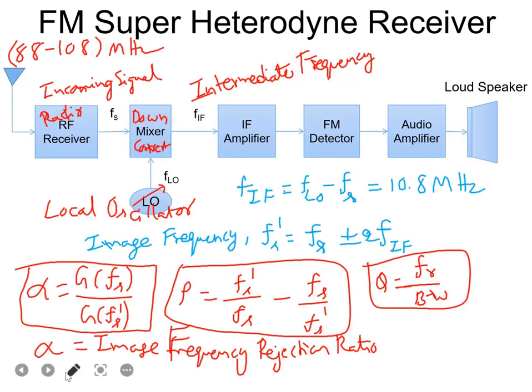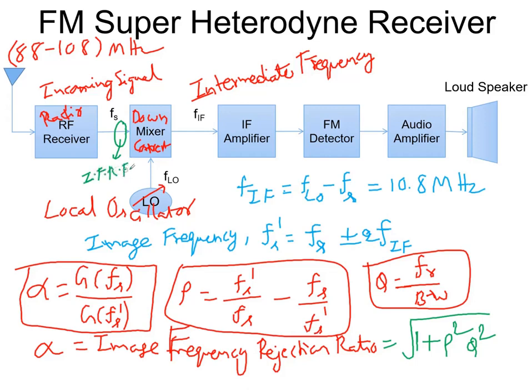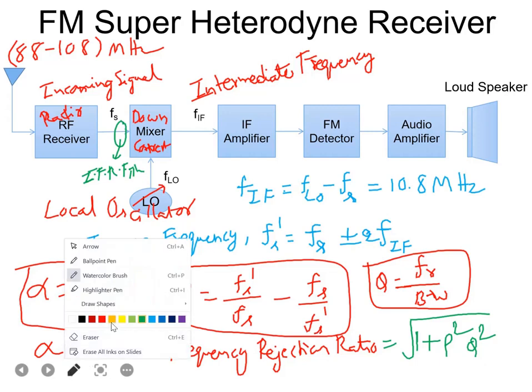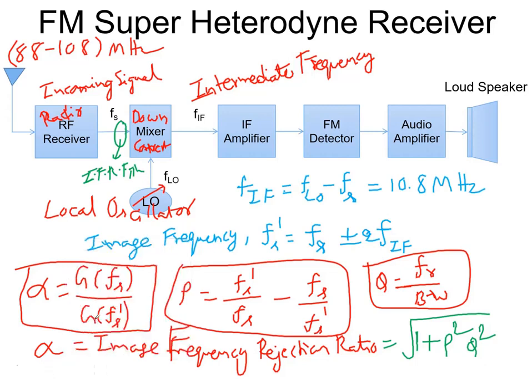Now here is how you will arrive at the image frequency rejection ratio alpha, that is root over 1 plus rho square Q square, after calculating rho. And here you can keep this image frequency rejection filter, which you may be keeping just before the mixer. And for the frequency modulation case, the other things you may need to take note of are these.